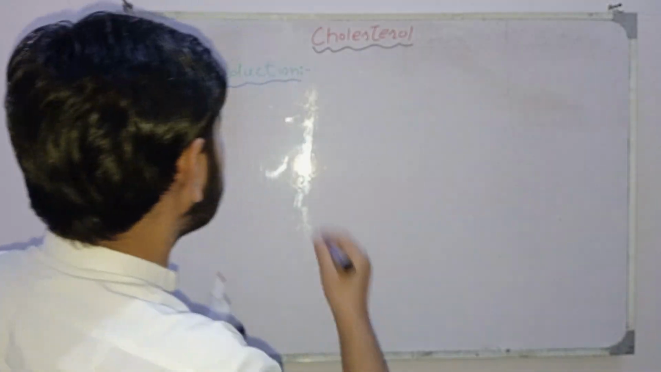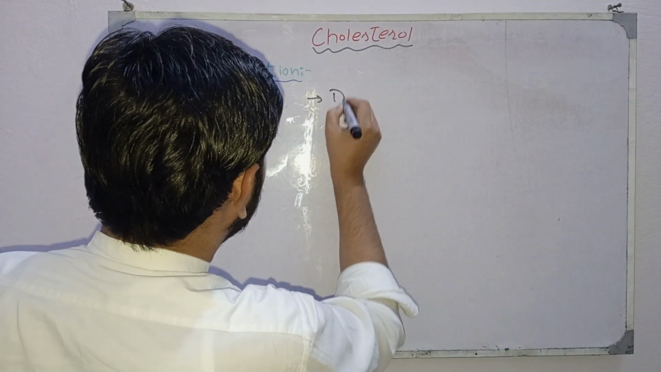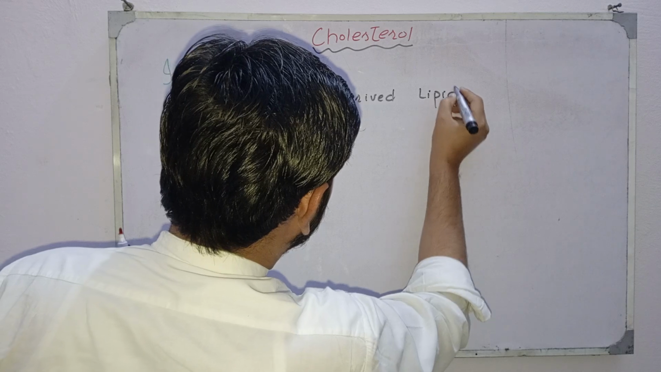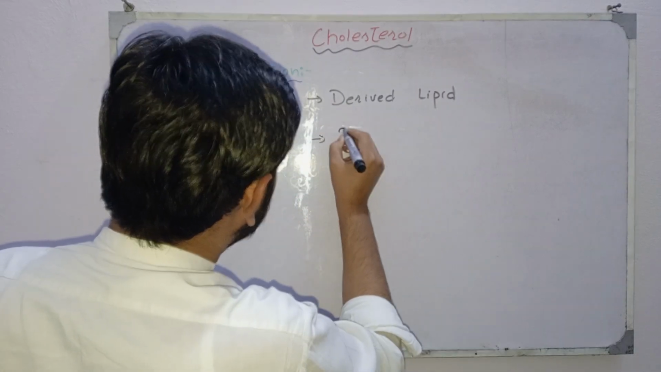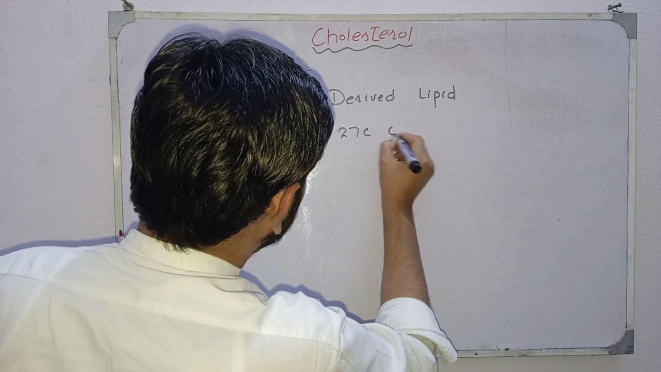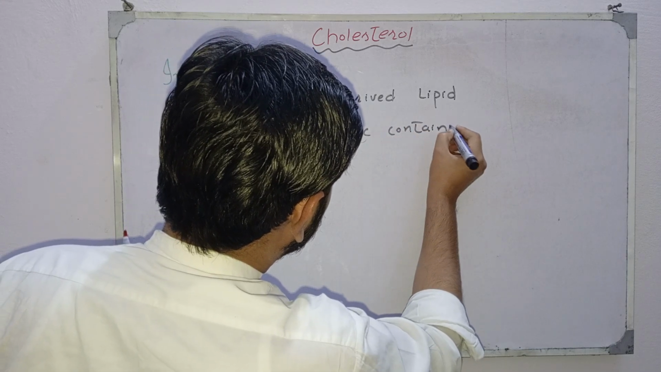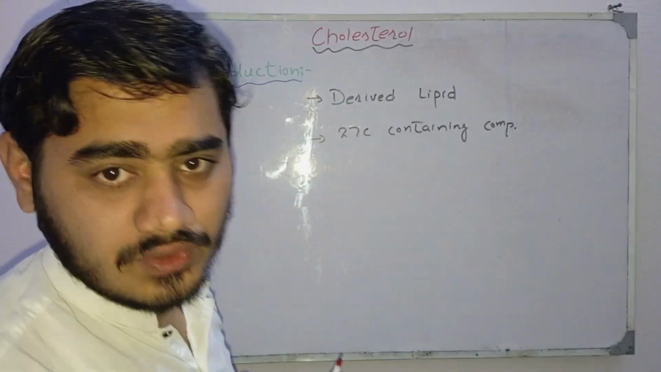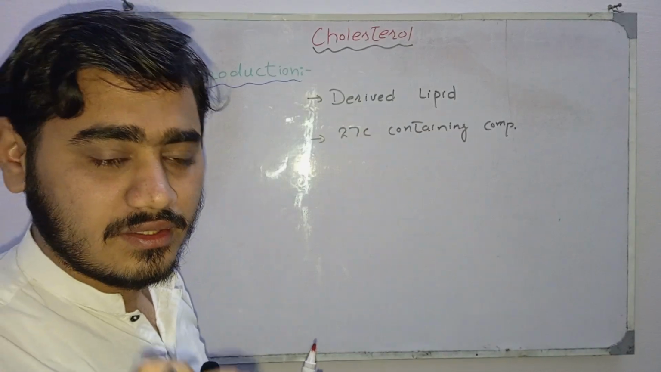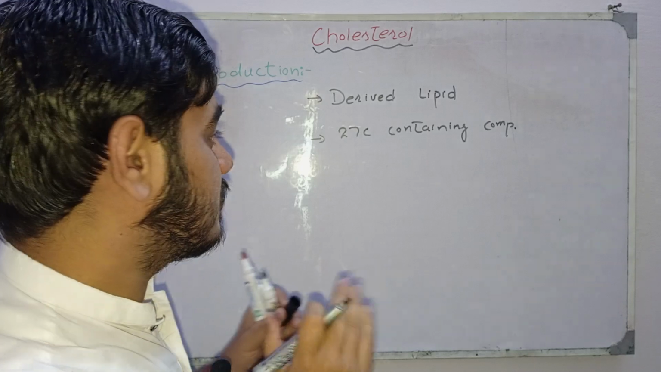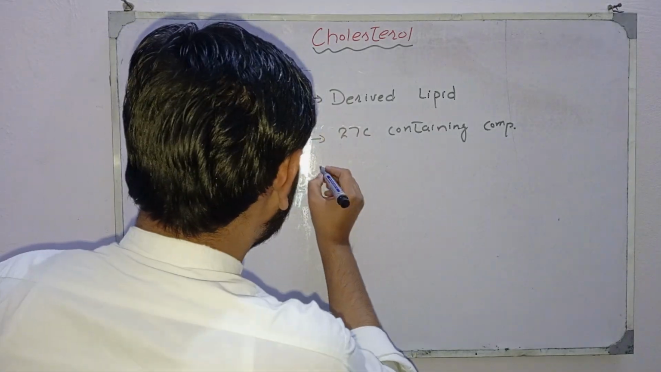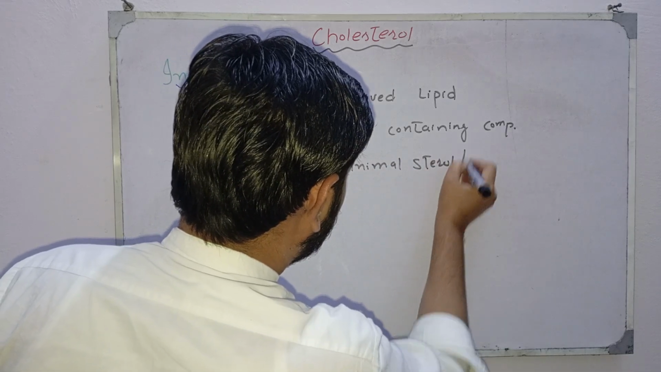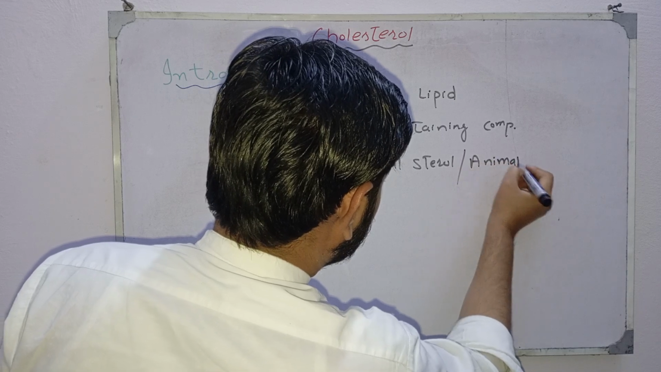Cholesterol is a derived lipid. It is a 27 carbon containing compound and it contains a hydroxyl group at the third carbon and there is a double bond between the fifth and sixth carbon. It is also called animal sterol or animal steroid.